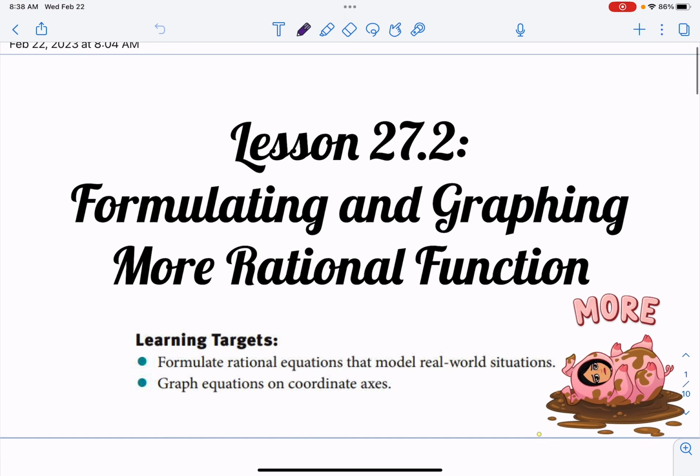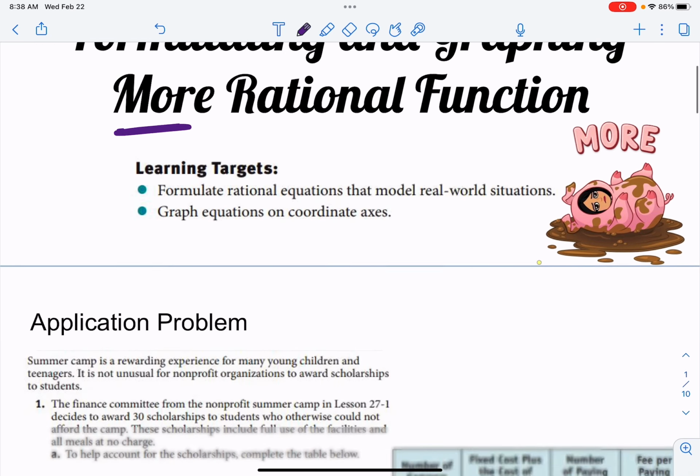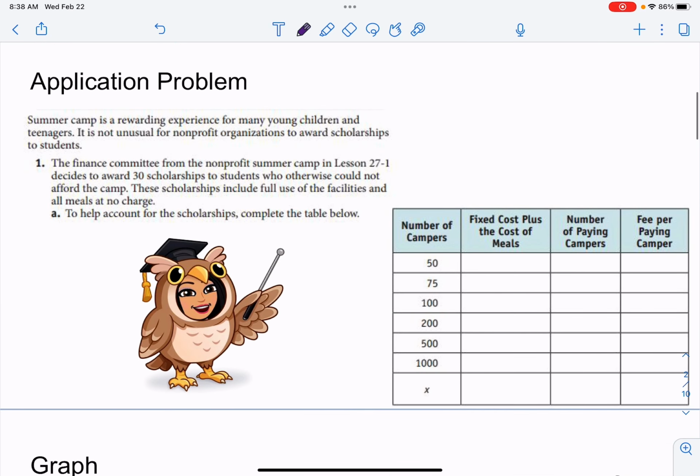So this is just basically formulating and graphing. It simply changes one word, more rational functions, and the learning targets are the same. What we're going to do now is look at the same problem, but add an extra element: what if we give out scholarships? How much scholarship should we be giving out? So let's look at that now.